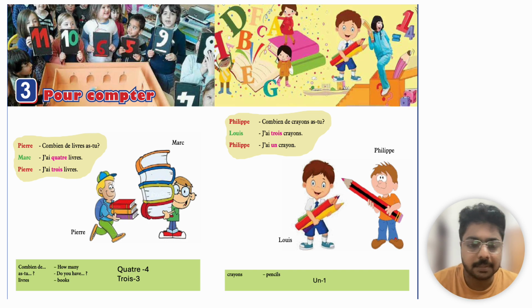Okay, so let me read the dialogues once again. Combien de livres as-tu? J'ai 4 livres. J'ai 3 livres.